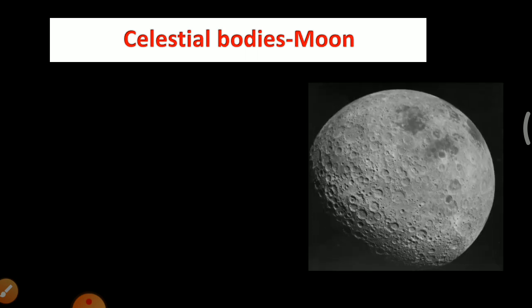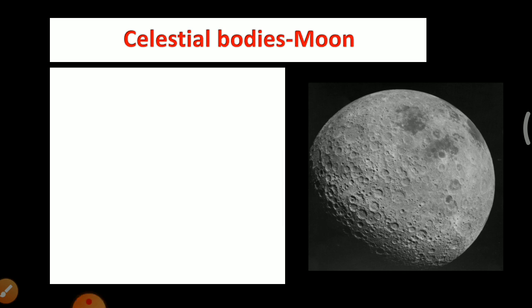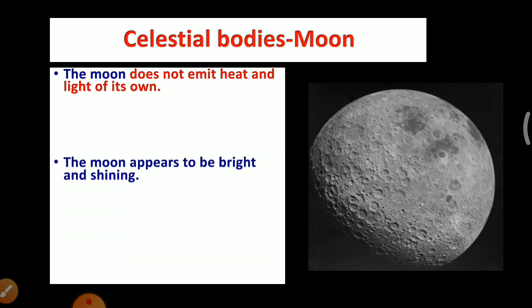The next celestial body is the moon. It is also present in the sky, so it is called a celestial body. Look at this diagram. Look at this image. This is the moon. The moon does not emit heat and light. Stars emit heat and light. The sun emits heat and light. But the moon does not emit heat and light.